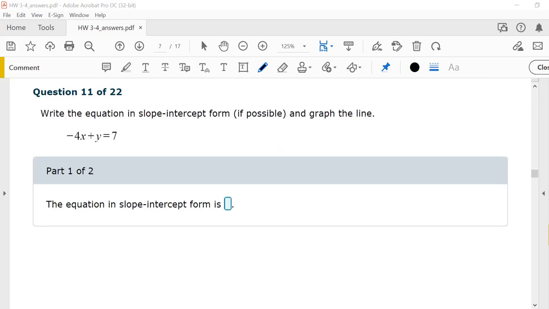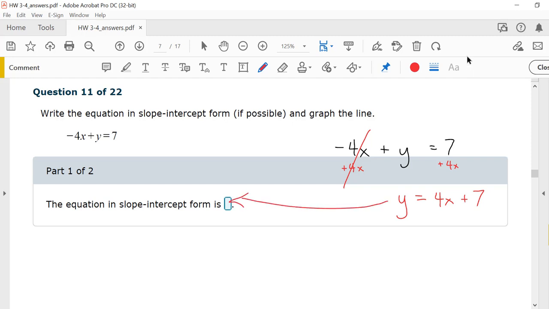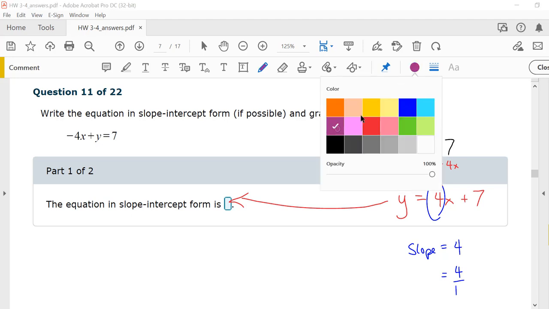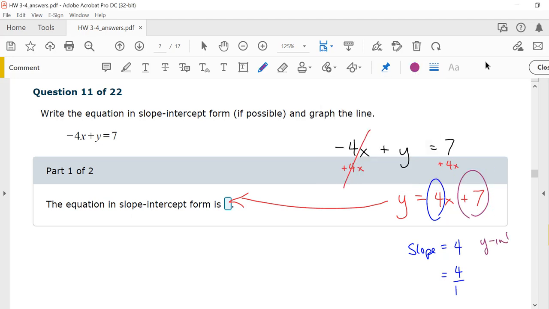Number 11, write the equation in slope-intercept form if possible and graph the line. My equation is -4x plus y equals 7. I want to get it into y equals mx plus b form. So I'm going to add 4x to both sides. So I have y equals, remember to always write the x part first, so 4x plus 7. That is in slope-intercept form. Okay, my slope, when I go graph this, is 4, which can also be written as 4/1. My y-intercept is 0, 7.